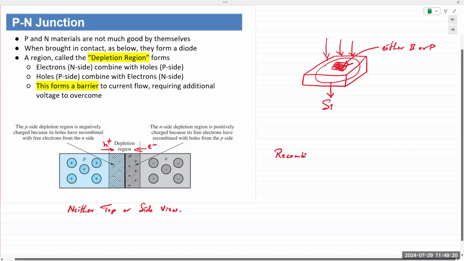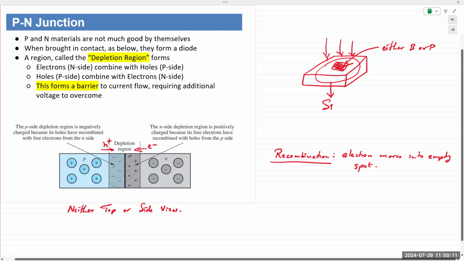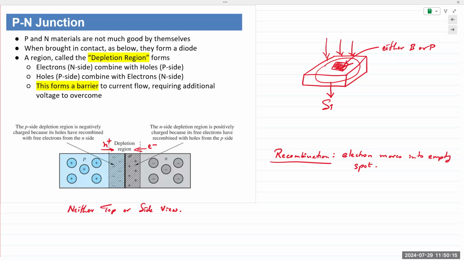Recombination simply means an electron plugs back into an empty spot. There's a hole in that structure. A hole is just a positive charge, but physically speaking, it's an empty spot. So an electron can move into that empty spot. That process is known as recombination, which eliminates a negative charge and a positive charge from that structure. I'll repeat again. Recombination is a process of an electron moving into an empty spot. Valence band, electron moves in. It gets rid of one negative charge and one positive charge.